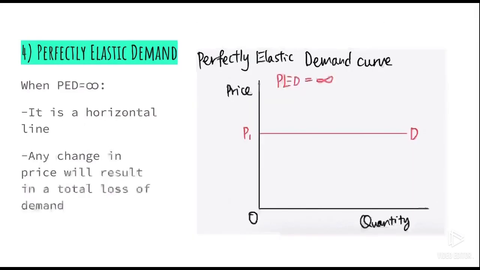And in the case of a perfectly elastic demand curve, this is when the PED is equal to infinity, the demand curve becomes a horizontal line, and any change in price will result in a total loss of demand, aka this product can only be sold at a specific price.